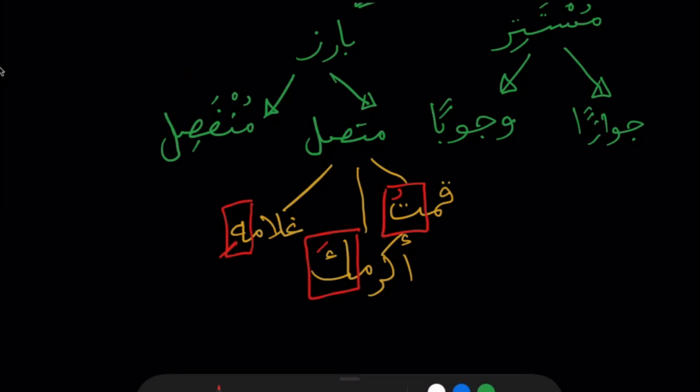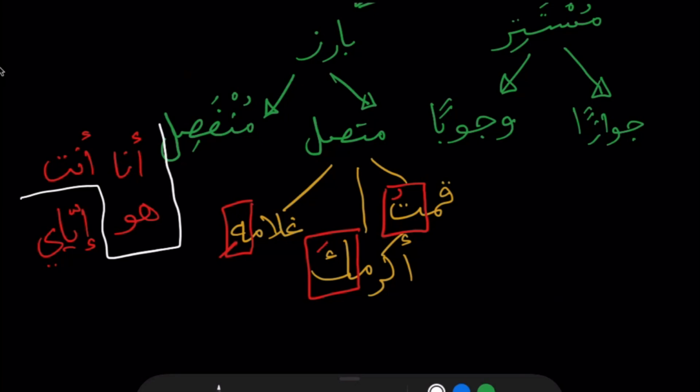And he said, or it could be munfasil, like ana, wa anta, wa huwa, wa iyai. Here he gave us 4 examples. Why? Because in 3 of these examples, you have the speaker, the spoken to, and the spoken about. So all 3 are represented here. None of those categories has been neglected in his examples.